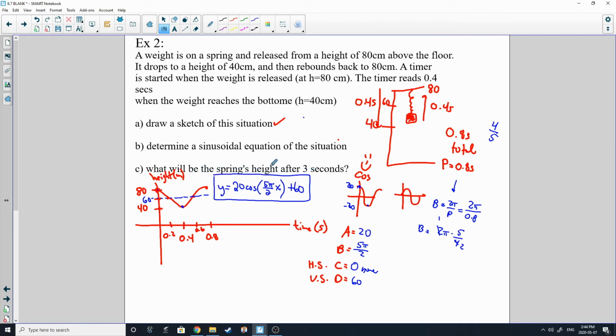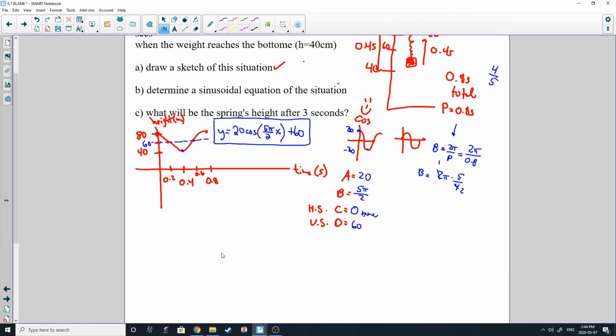What will be the spring's height after 3 seconds? Because the interval is 0.2, and 0.2 divides 3 evenly, you could easily figure out where you are on the curve. For example, if you double it, at 0.8, you double it again, you would still be at the same height, and that's 1.6 seconds. If you go another 0.8, that would bring you to 2.4. So you're still at the same point.